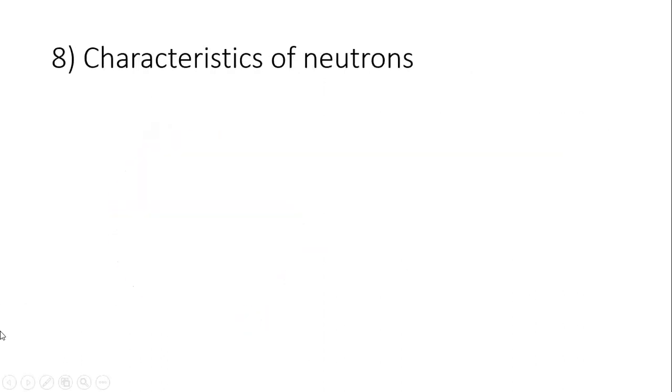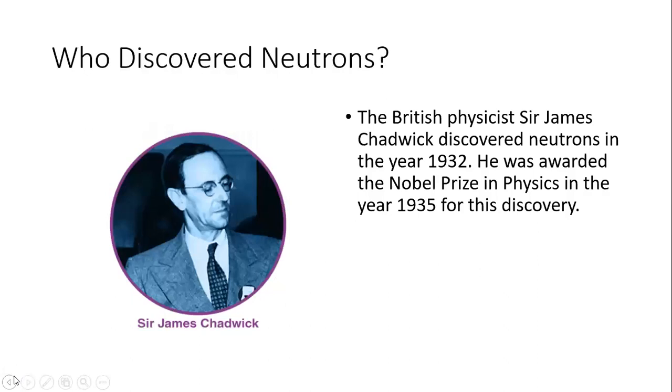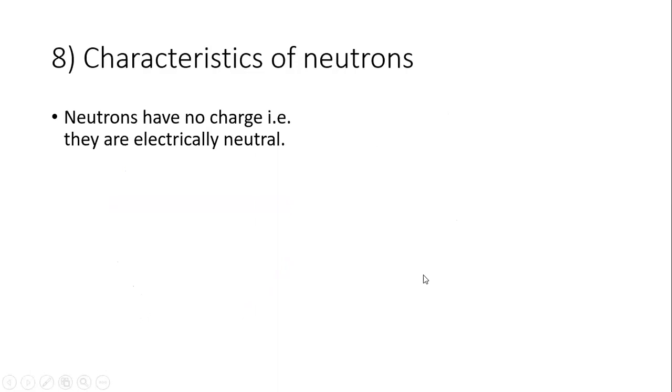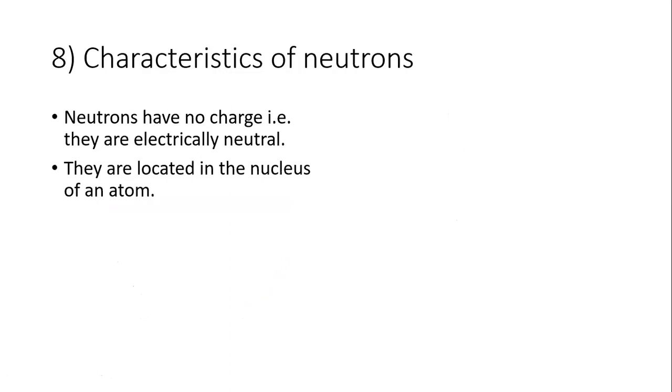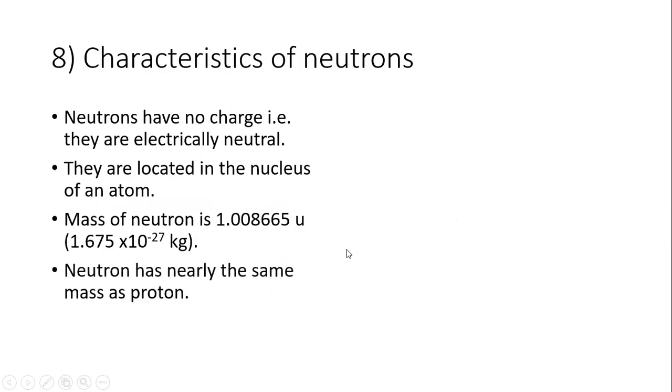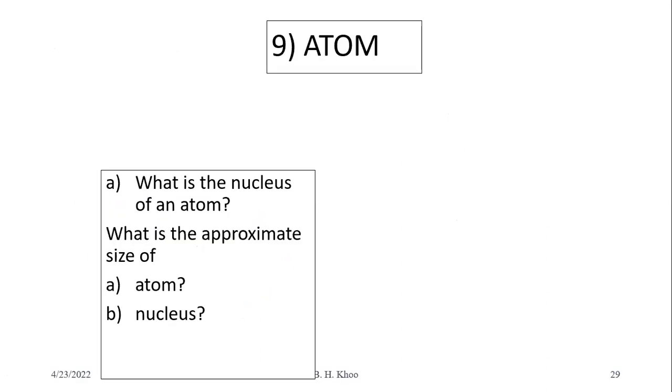Okay, so that's how he looks like. British physicist James Chadwick discovered the neutron in 1932 and was awarded the Nobel Prize in physics in 1935 for his discovery. Characteristics of the neutron: no charge, they are electrically neutral, and they are located in the nucleus of an atom. That's the mass. You don't need to memorize it, it will be given to you, you need to calculate. Neutron has nearly the same mass as the proton.